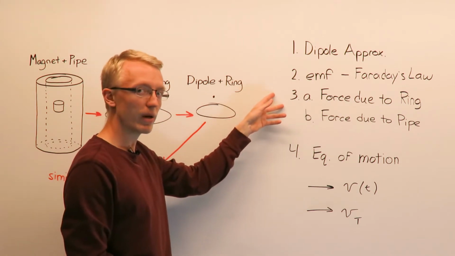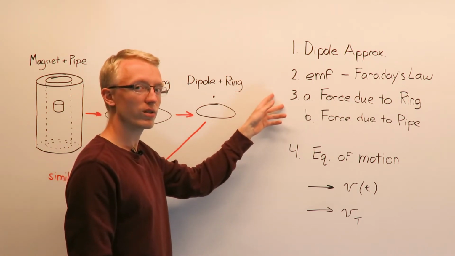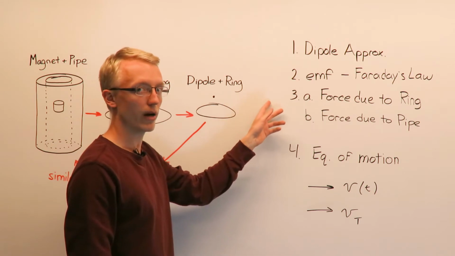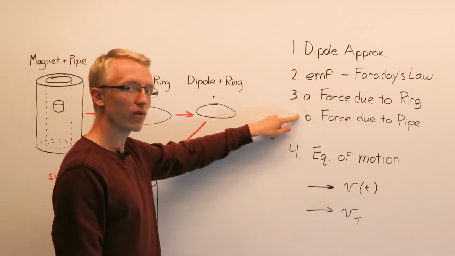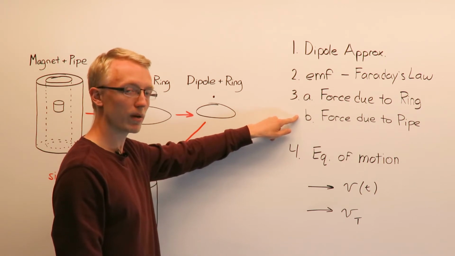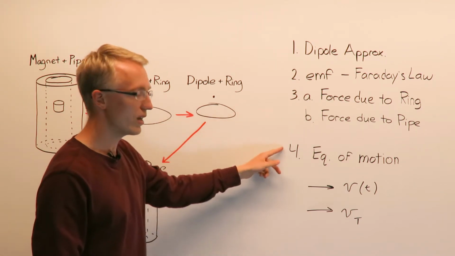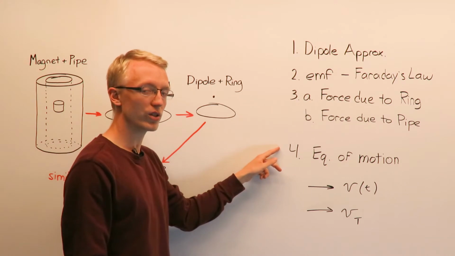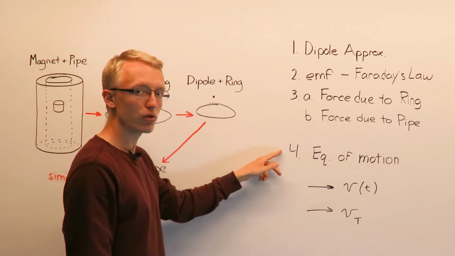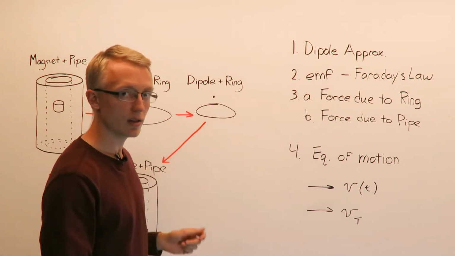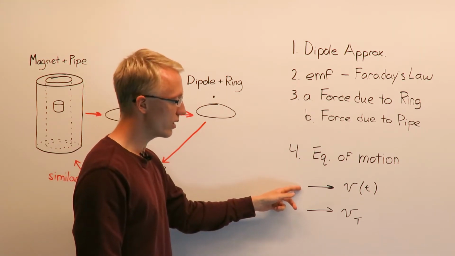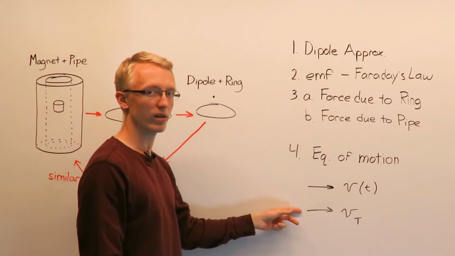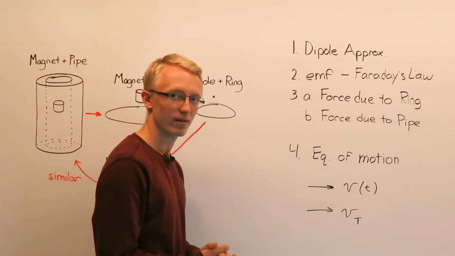Using this induced EMF, we can calculate the force that an individual ring exerts on our magnet, and summing over the dimensions of the pipe, we'll find the force that the entire pipe exerts. Lastly, using this force equation, we'll write the equation of motion of the magnet, and solving the equation, we'll actually be able to determine the time dependence of the velocity and find the terminal velocity. Let's begin.